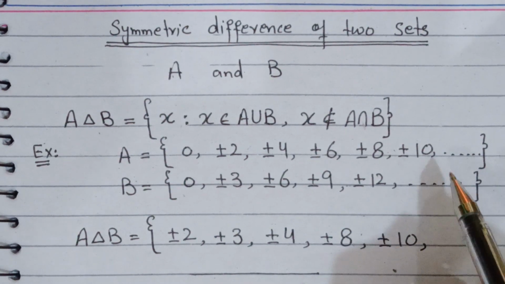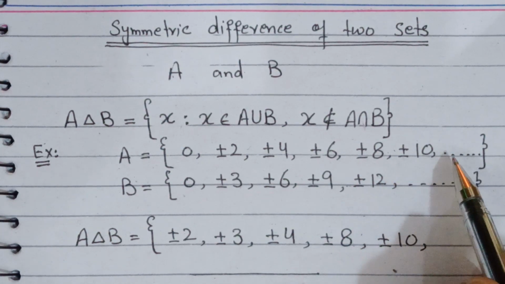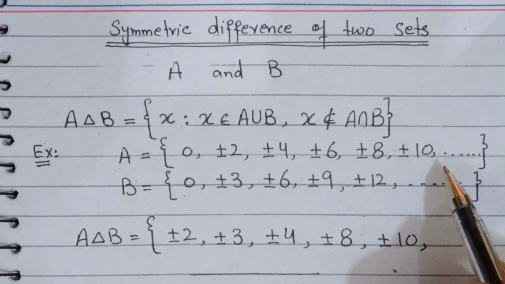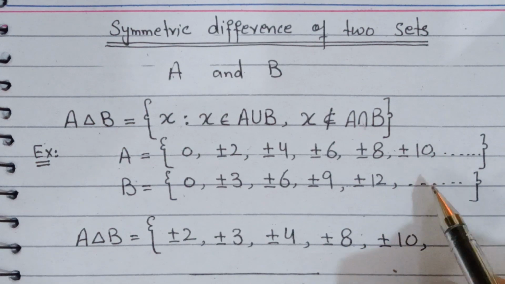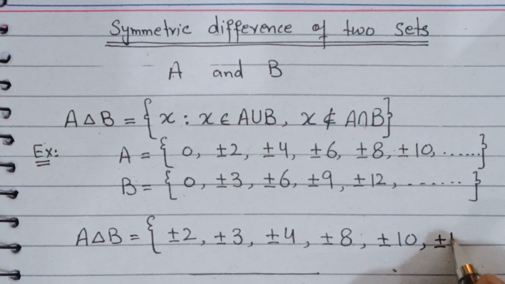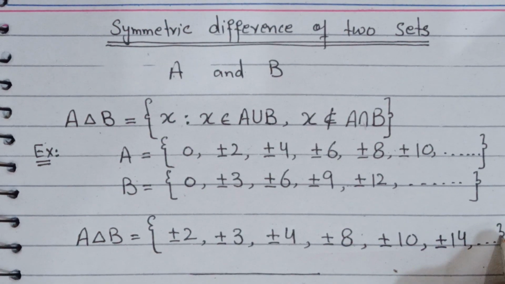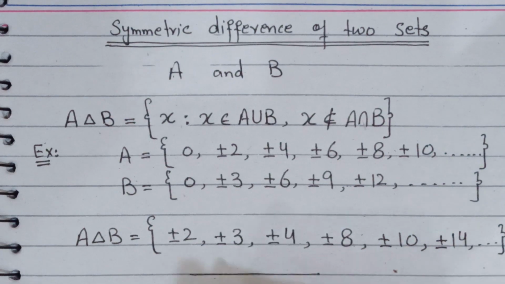Similarly, the element plus minus 12 will also be excluded because it is also common in both the sets. So hence the next element will be plus minus 14 and so on. Continuing in this way, this is the symmetric difference of A and B.